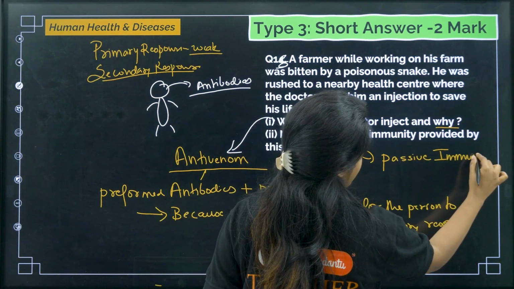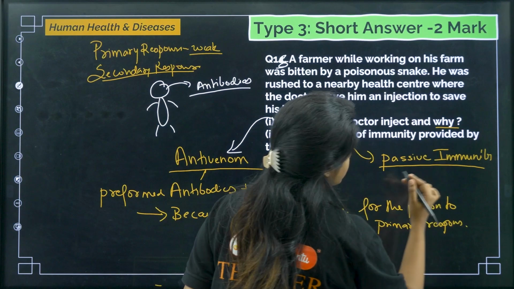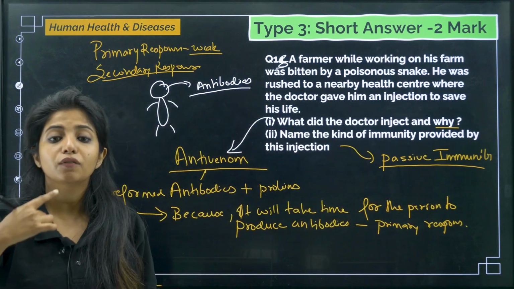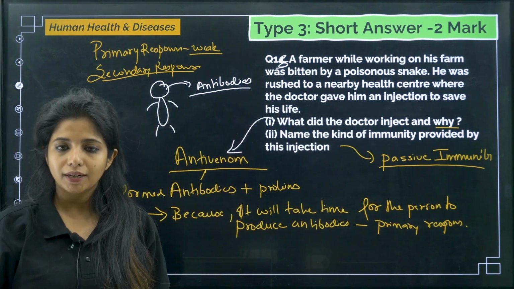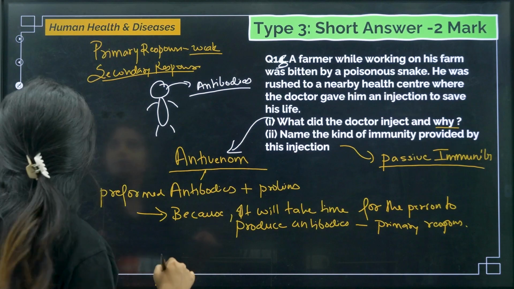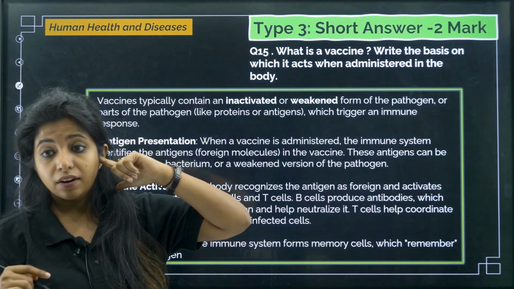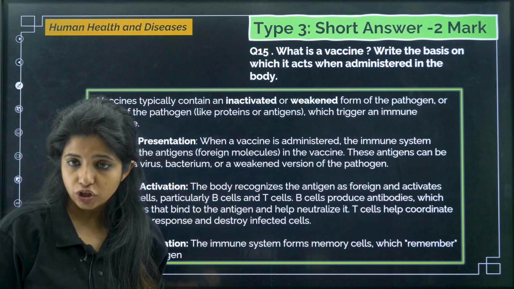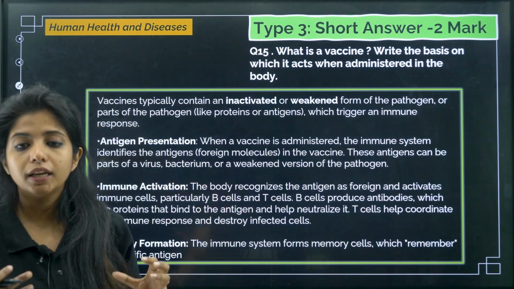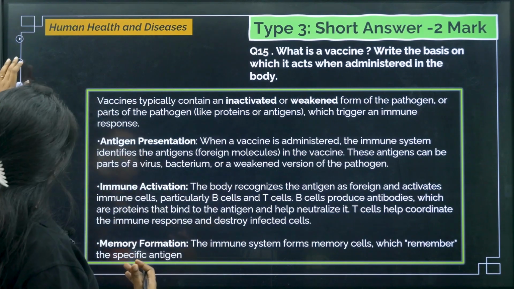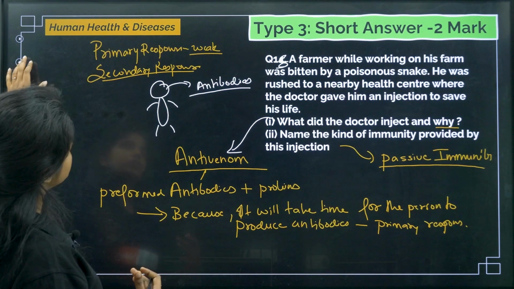Call this immunity passive immunity, where your body is not producing antibodies, you are getting it from someone else. You have to explain like that. Going ahead, what do we have? What is a vaccine? Write the basis on which it acts when administered in the body. So you have to talk about vaccine and how it is administered in the body.